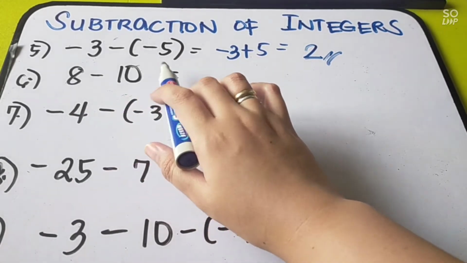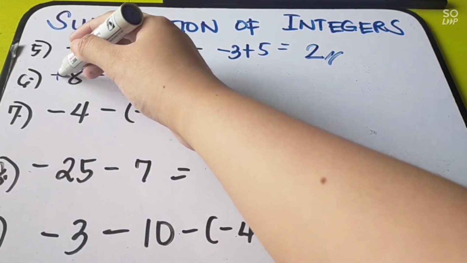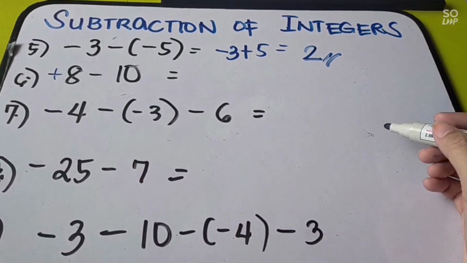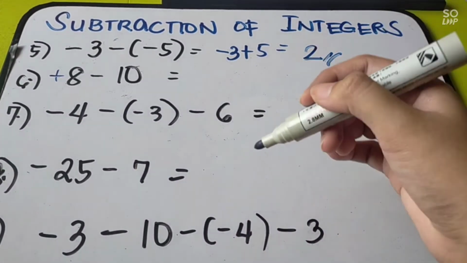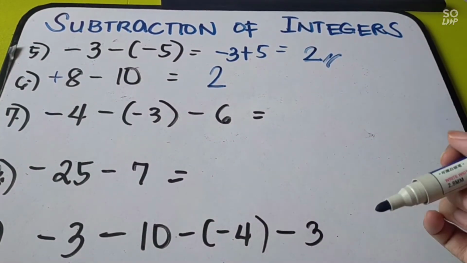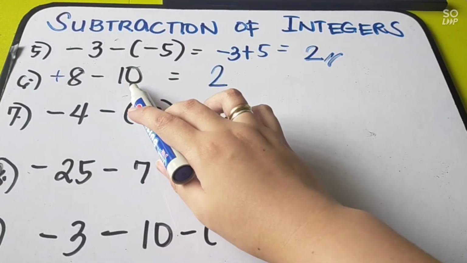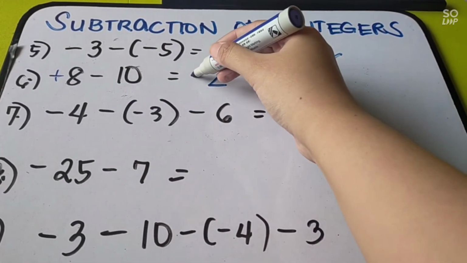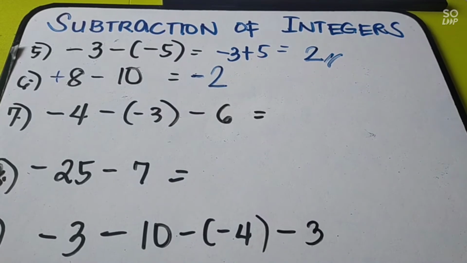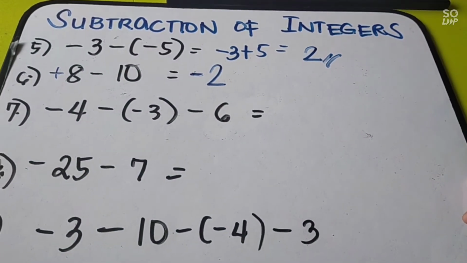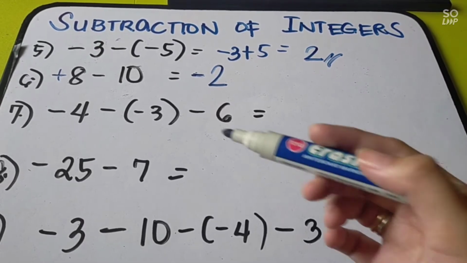8 minus 10. So, si 8 ay positive, then si 10 ay negative. So, different in sign. So, we are going to subtract. 10 minus 8, the answer is 2. But what is the higher number? We have here 10 is the higher number, which is negative. So, your answer should be negative. Okay? So, hopefully, nagigets na siya at madali nyo na siyang nasusundan. Next tayo, how about this one?